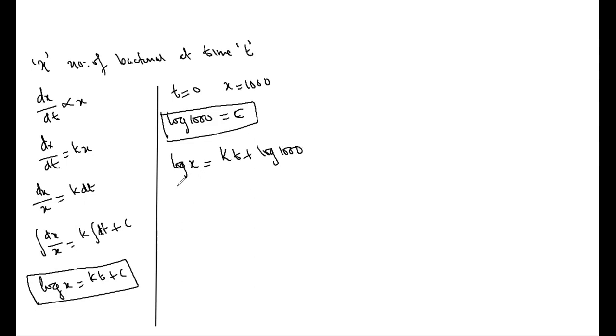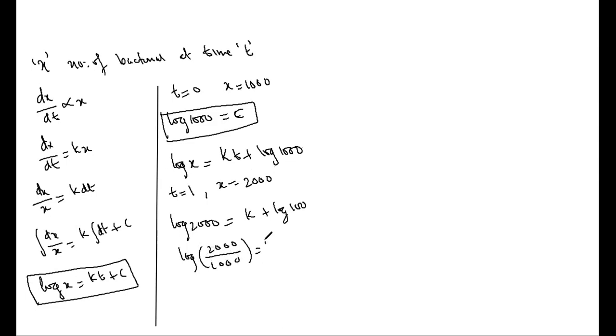Then they have given us that it doubles in 1 hour, correct? Doubles in 1 hour. So when t is 1, x is 2000. So log 2000 is k plus log 1000. So k is log 2000 divided by 1000. I hope you understood the division. So k is log 2. Hence, I can now write the complete equation.